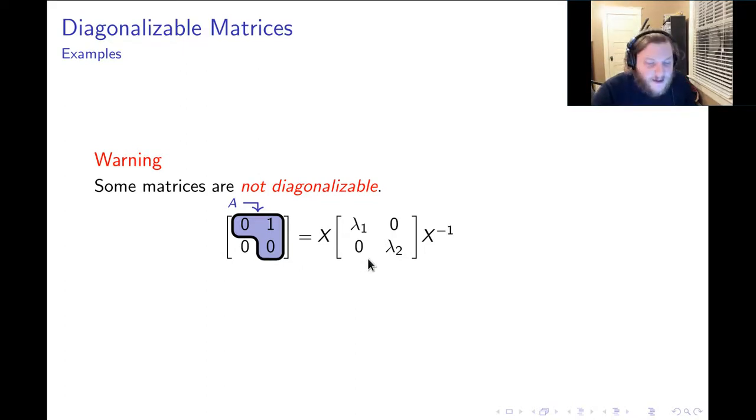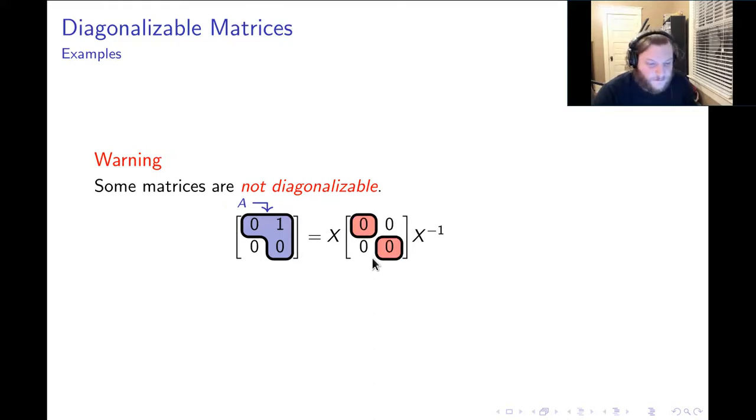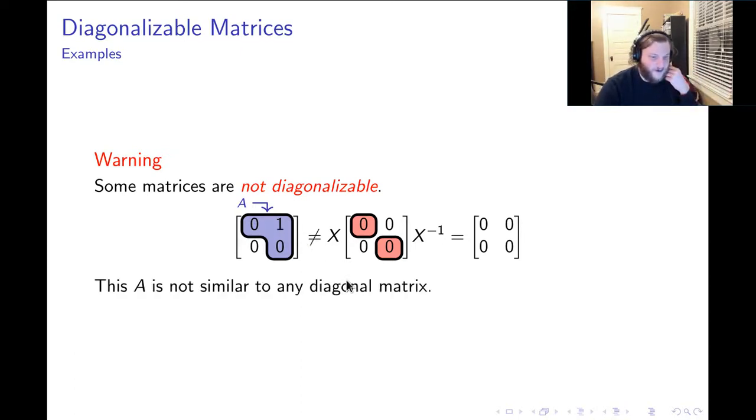But here A is upper triangular, and for an upper triangular matrix, the eigenvalues are the diagonal entries. So that would mean that in my diagonal matrix I would have to have zeros. But this is a problem, because now my middle matrix is the 0 matrix, and it doesn't matter what X is: X times the 0 matrix times X inverse is the 0 matrix. This is impossible because my original A was not the 0 matrix. So this can't happen. A is not diagonalizable, so A is not similar to any diagonal matrix.